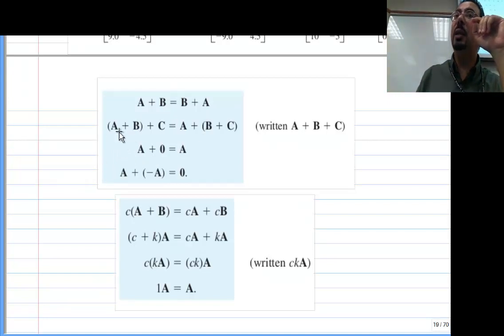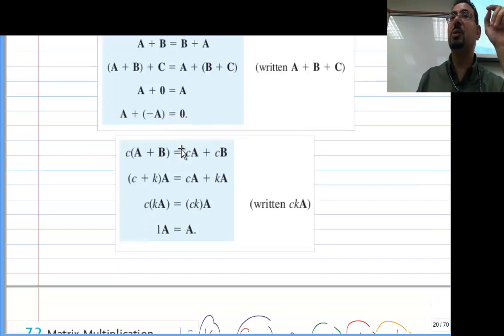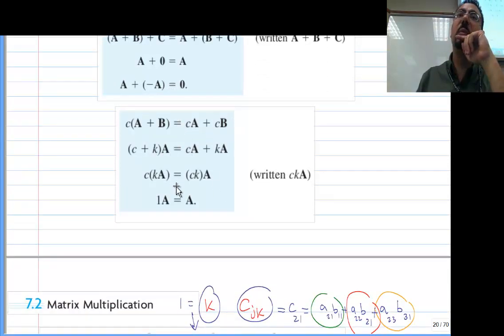Right? And you can add the first two first and then add the third, or add the second and third and then add the first. If you add 0, you will get the same thing. If you add the minus 1, you'll get 0. Of course. And this is for the scalar multiplication.